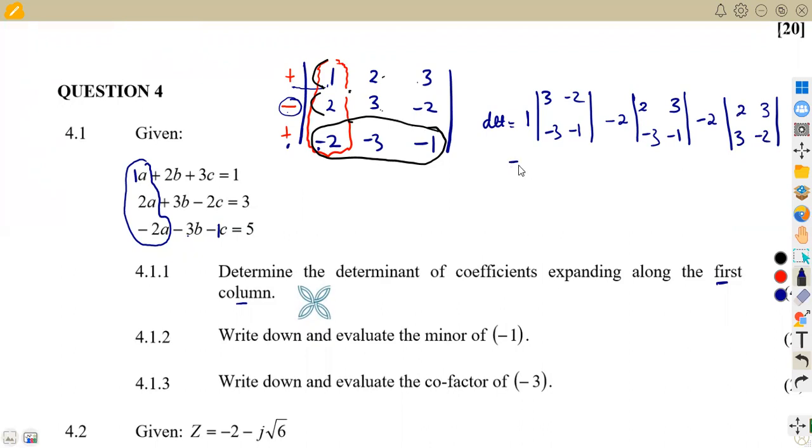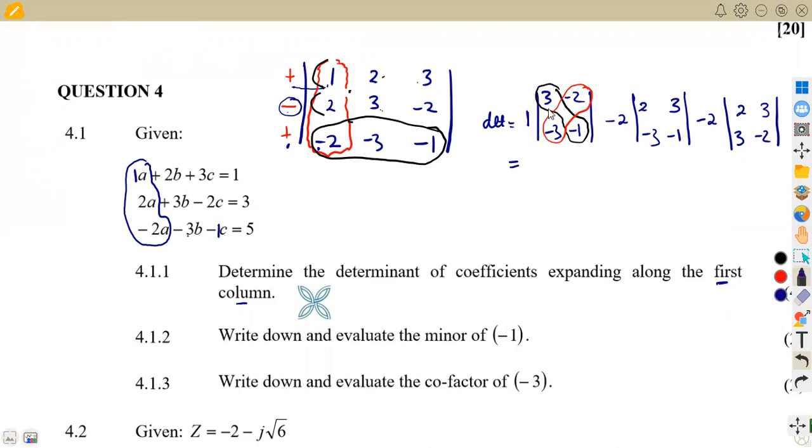So our determinant, as we know, is the product of the major diagonal minus the product of the minor diagonal, where we've got 2 and minus 2, and minus 3.